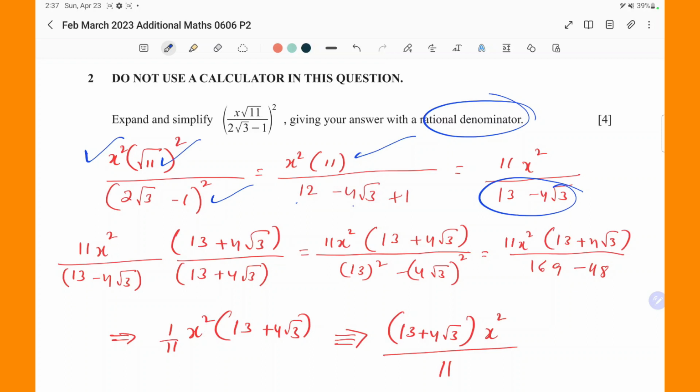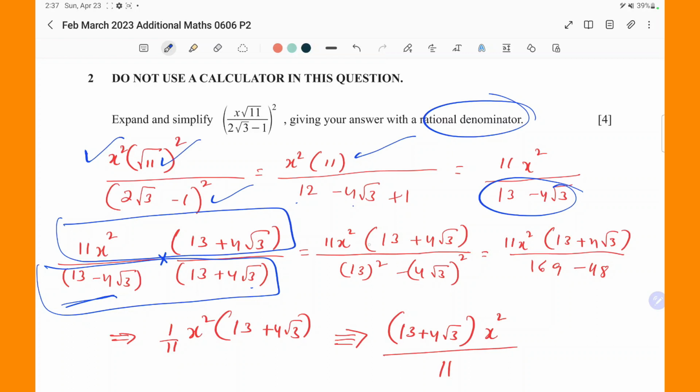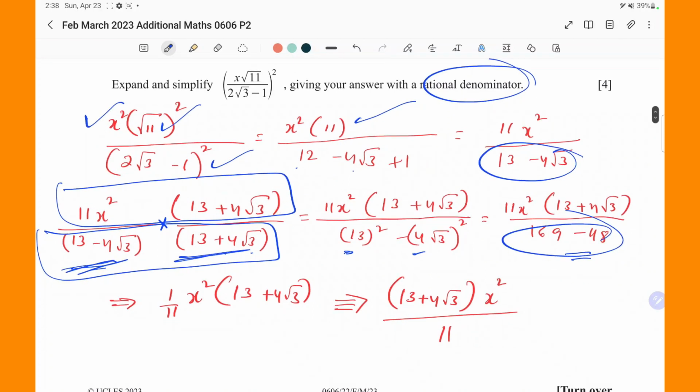Now we have to rationalize. How will you rationalize? For 13 minus 4 root 3, just write 13 plus 4 root 3 over 13 plus 4 root 3. Okay, combine this and combine this. 11 times 13 plus 4 root 3. And this is a minus b times a plus b, so this is a square minus b square. So 13 square is 169, and 4 root 3 square is 48. So just calculate, you will get 11 over 169 minus 48.